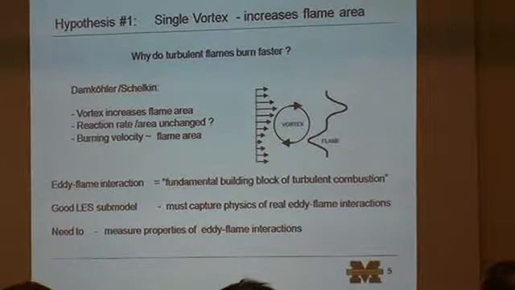And if you want a good LES model, you must capture the physics of real eddy-flame interactions. Now, not everybody believes this. If you have a G-equation model, for example, you create a surface that actually propagates normal to itself. You have Huygens' principle, a wave phenomenon. But I think some modeling people believe that statistics will do it, and you don't have to worry about whether it's a wave or not a wave. This is not something I personally believe in.